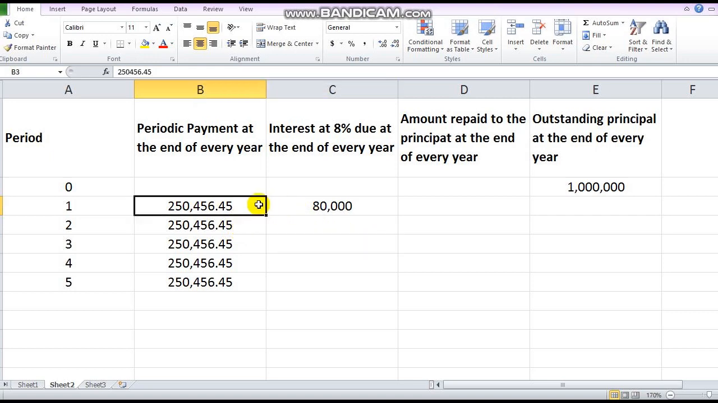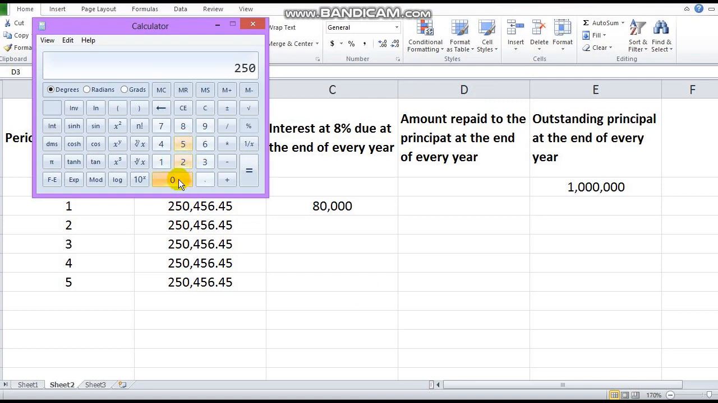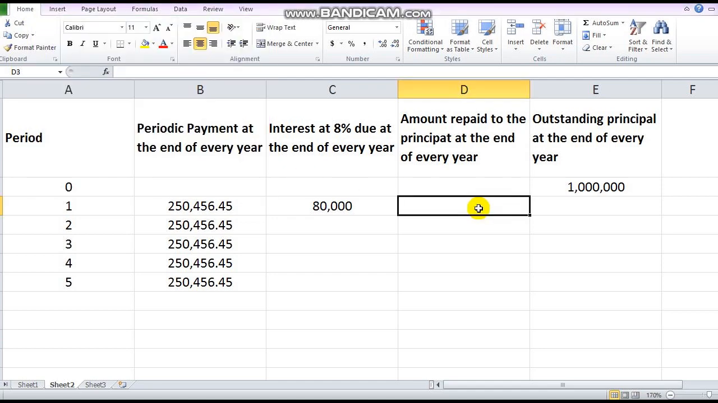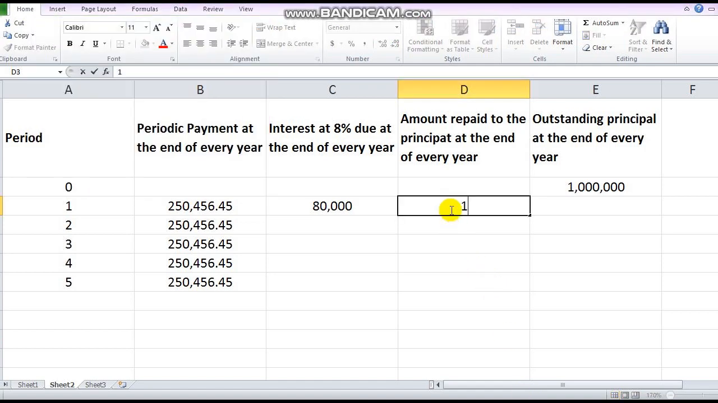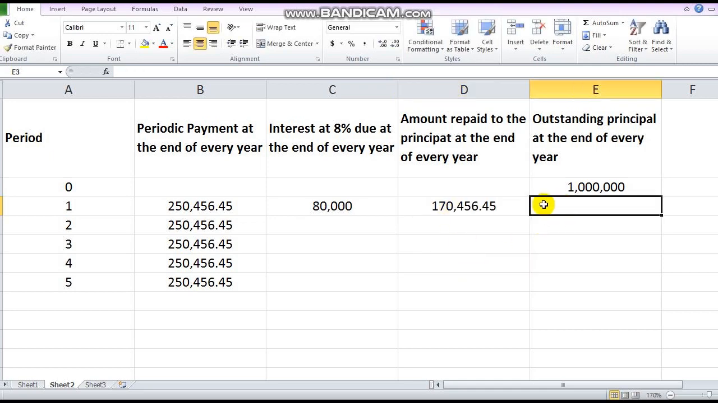250,456.45, and whatever's left will be sent onto the 1 million. So we're going to get column D by subtracting 250,456.45 minus 80,000. That would be 170,456.45. So we've deducted already the interest. This will be what we're going to pay onto our debt, which is 1 million.